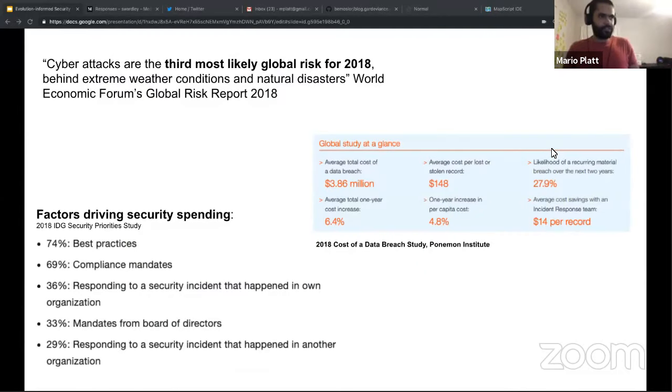So without further ado, in terms of where the industry is right now, cyber attacks are now the third most likely global risk for 2018. And this is not said by security professionals trying to get more budget. This is being said by the World Economic Forum, right? So cyber attacks are only behind weather conditions and natural disasters, so at the moment, things relating to global warming, etc. This should tell us something.